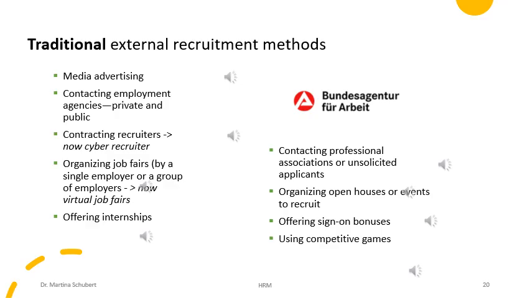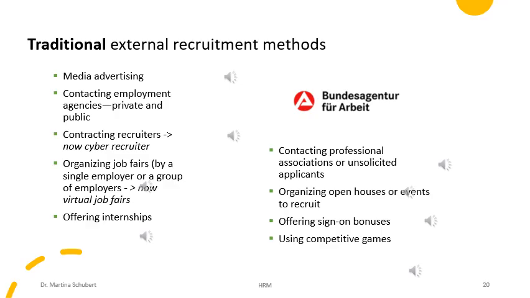Then there are employment agencies, which could be private and public. One of the big ones in Germany is the Bundesagentur für Arbeit, and there are also private agencies. Then private employment agencies are headhunters, for example. And then we have recruiters.